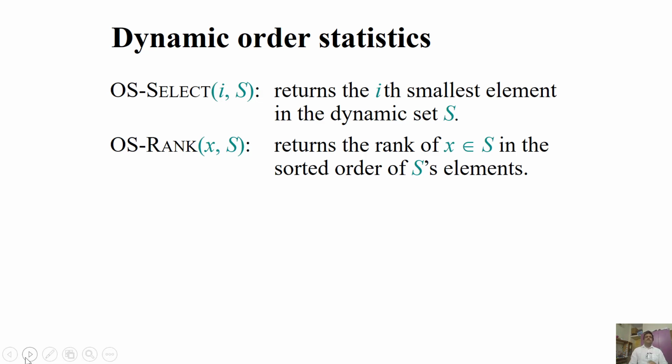Let us start with the problem called the dynamic order statistics problem. OS means order statistics, and here the set is dynamic. We have seen that the order statistics problem is, given n numbers, to find the ith smallest number, that means to find the element whose rank is i. Another problem is, given n numbers and an element, to find the rank of that element. We have to discuss these two problems, but here the set S is dynamic.